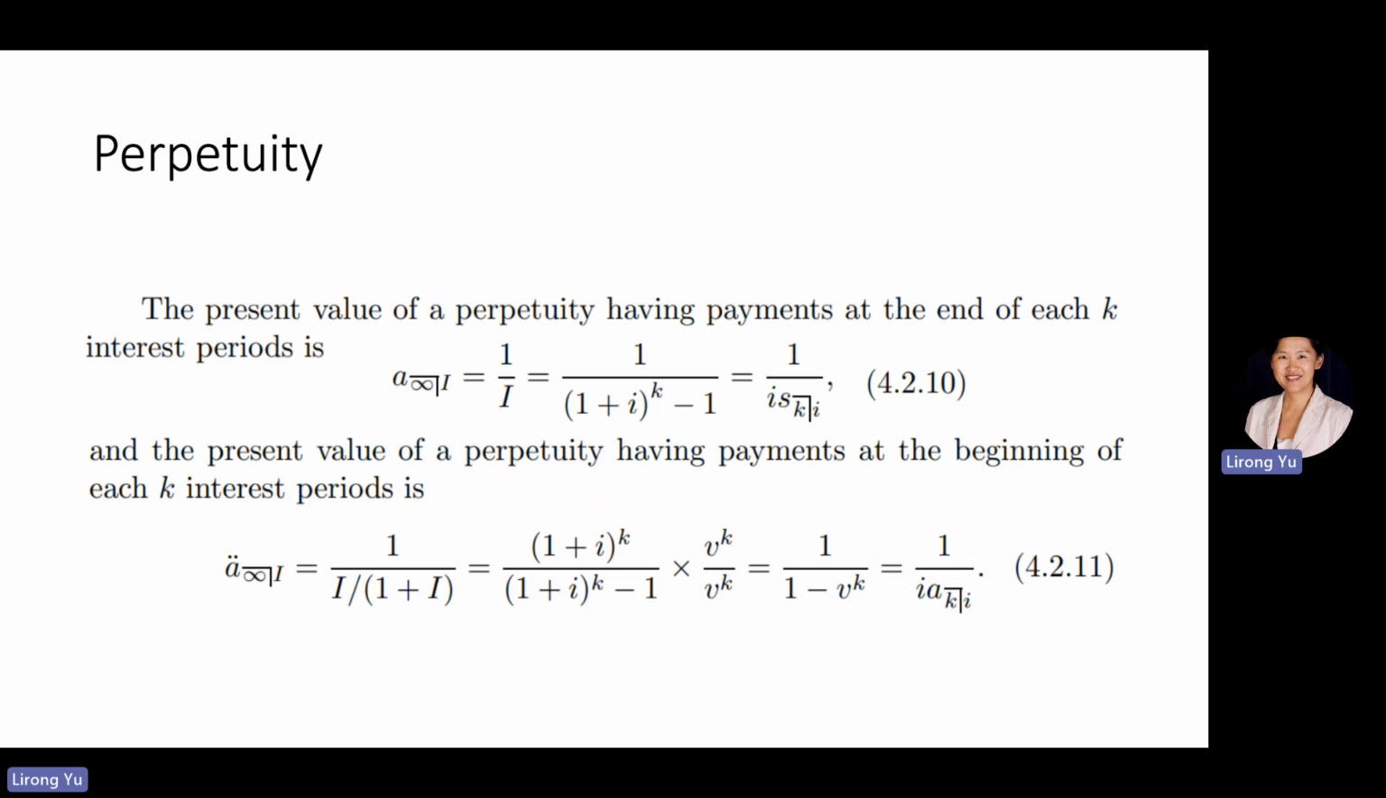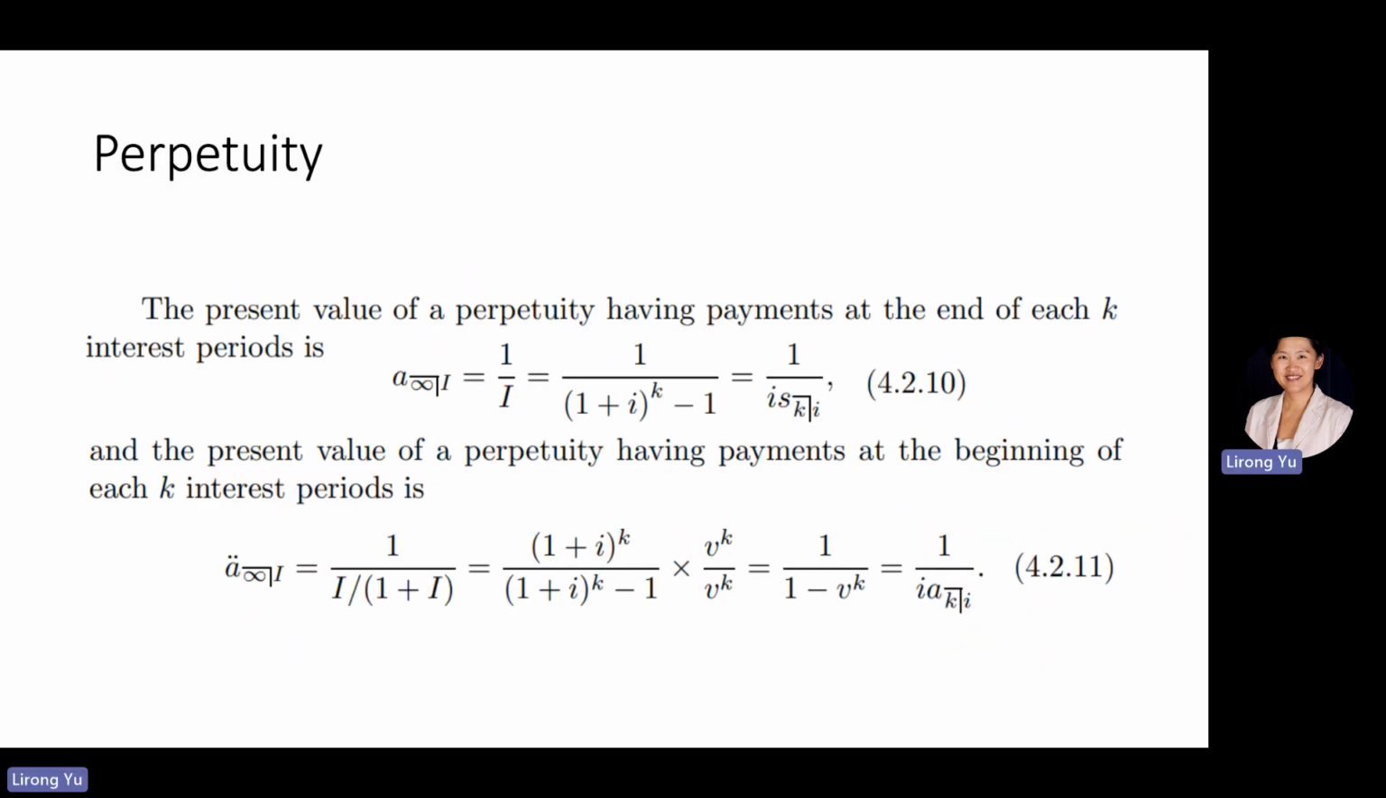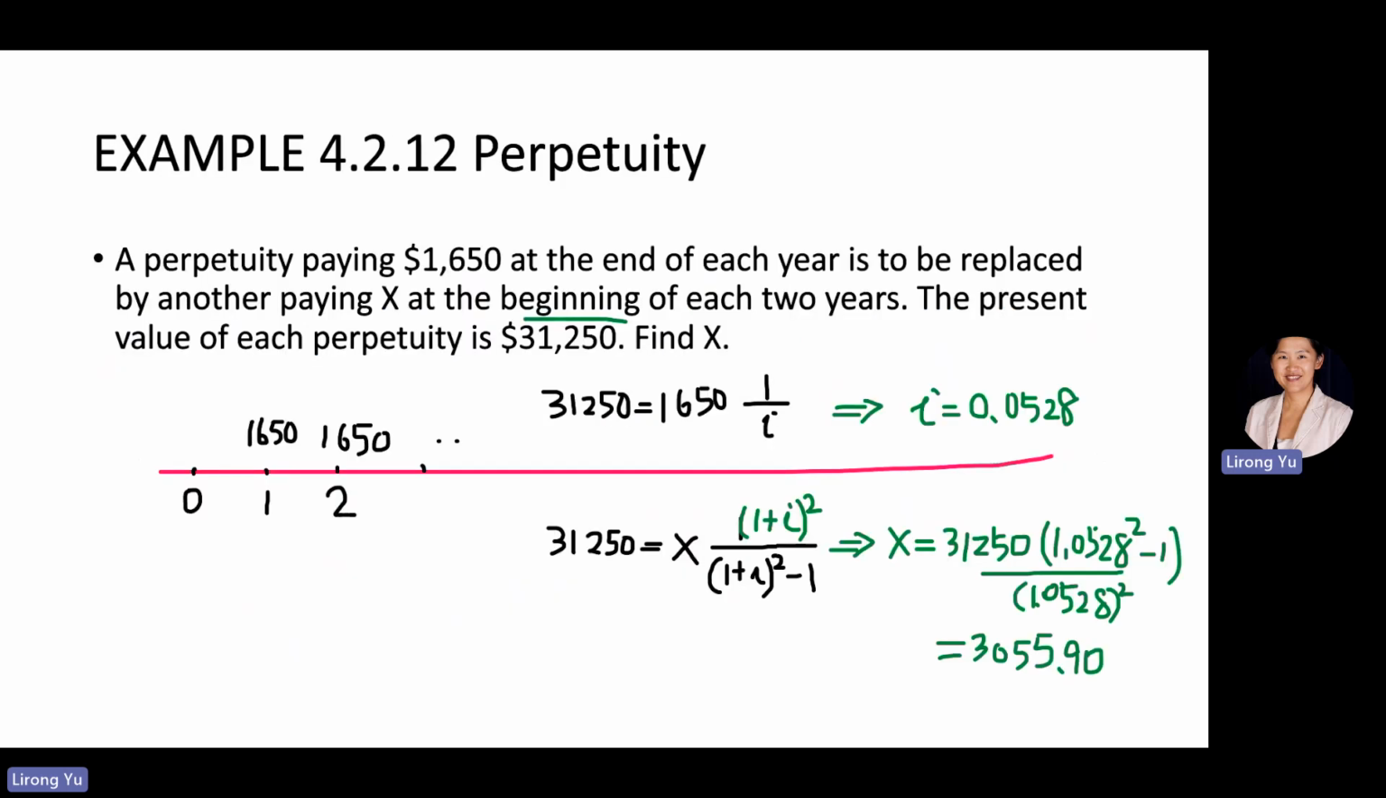The logic is similar. Okay, so this gives us a way to handle a new perpetuity calculation, and for perpetuity, all we are calculating is present value. Since the future time point is infinity, we won't be able to calculate future value. All we are calculating is present value since it's a perpetuity. All right, so let's look at an example.